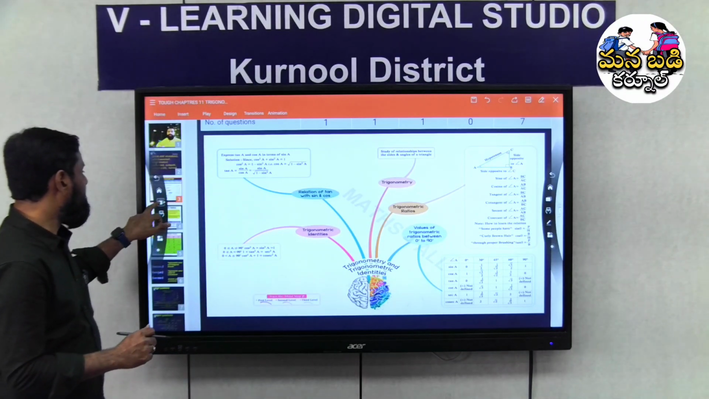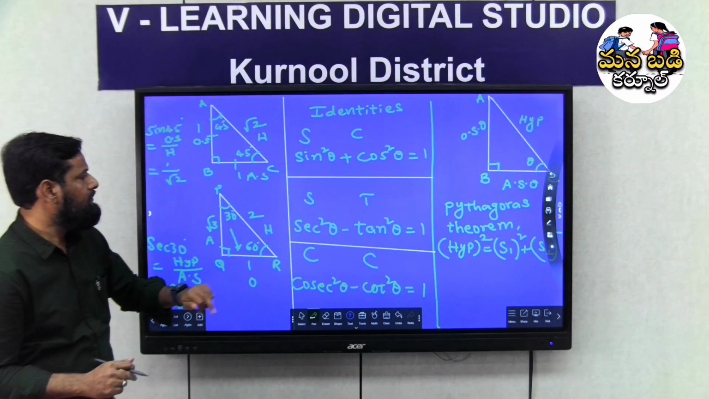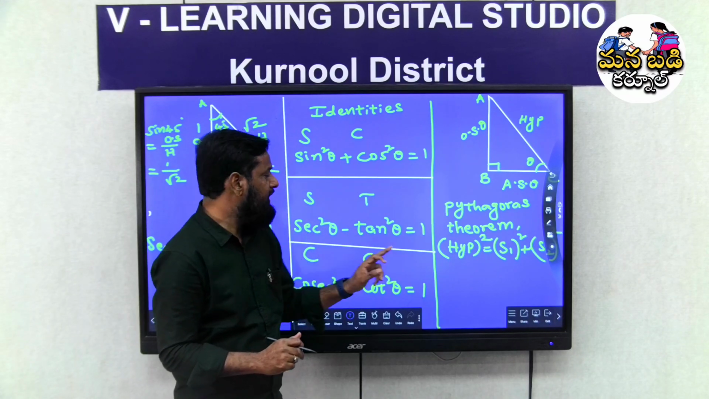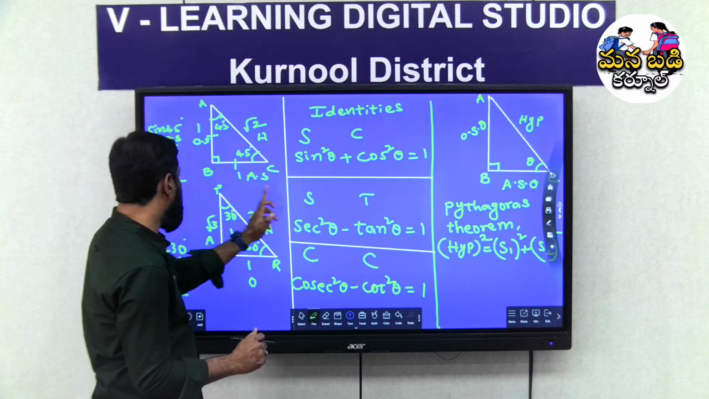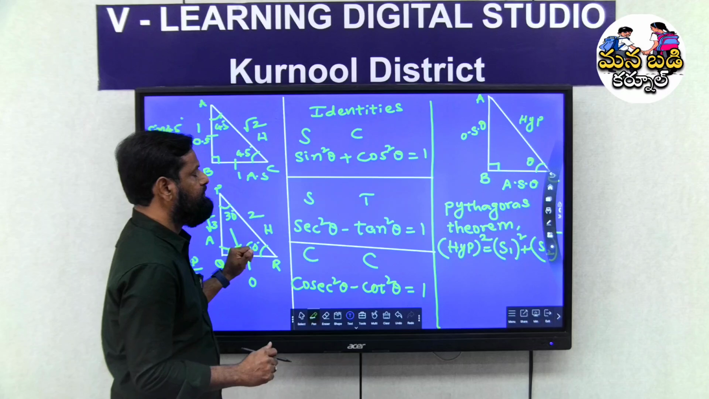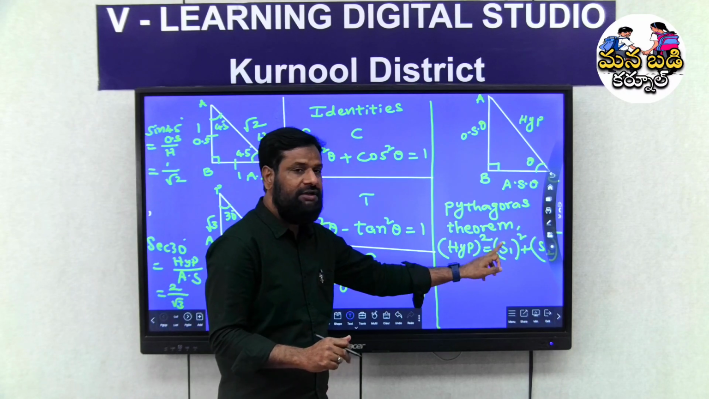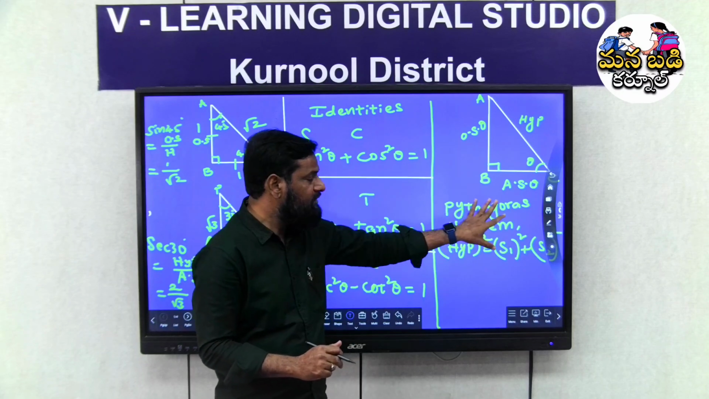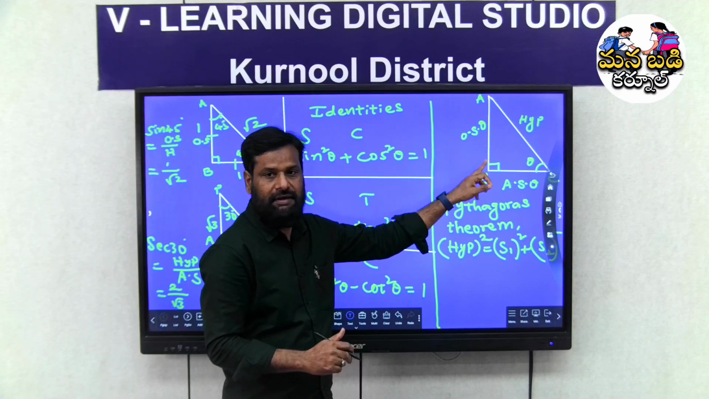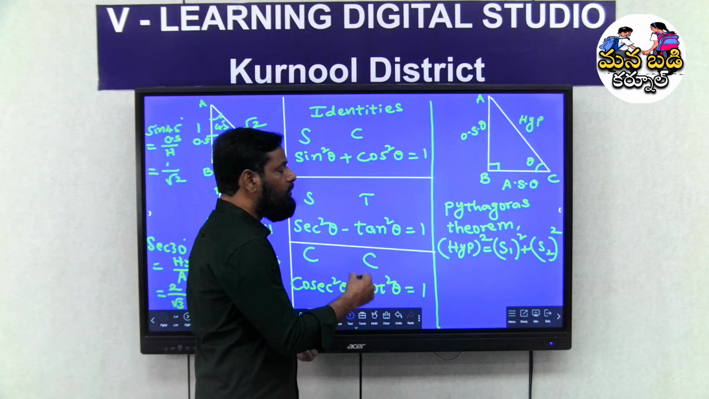See here, in Pythagoras theorem, we have a right triangle. This is the Pythagoras theorem's statement: in a right triangle, hypotenuse square is equal to side square plus side square. This condition we use, and we label the triangle in 3 parts: opposite side, adjacent side, and hypotenuse. They give any 2 sides.